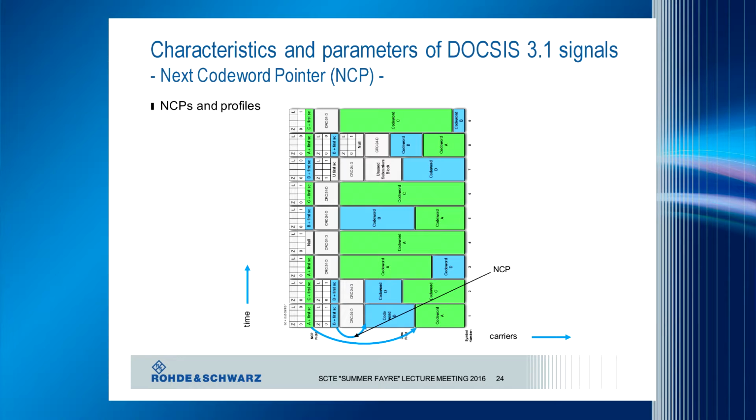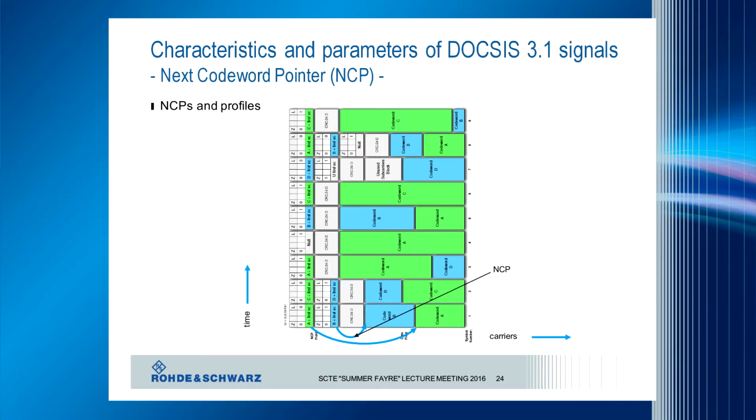So this slide looks a little bit complicated at first, but it shows nearly the same as before. So we have the carriers here, and here we have the symbols. That also means symbols transmitted over time. We have the time axis here. And here you can now see that some carriers are defined as next codeword pointer symbols or carriers, which point to the several portions of the signal.